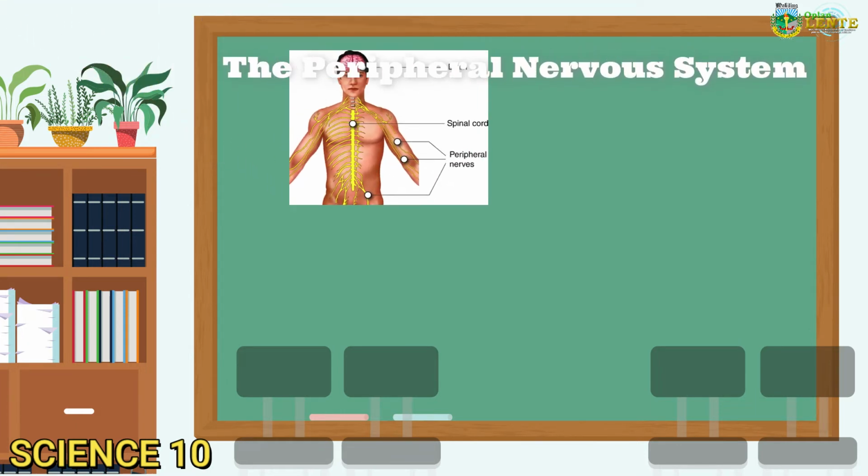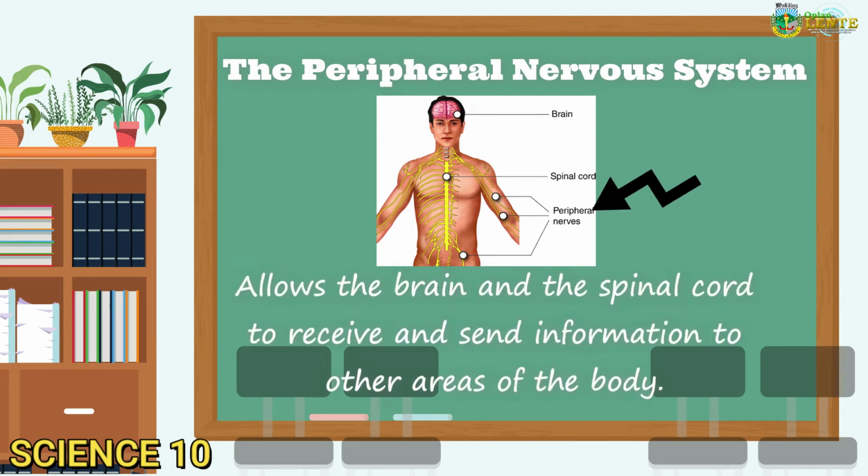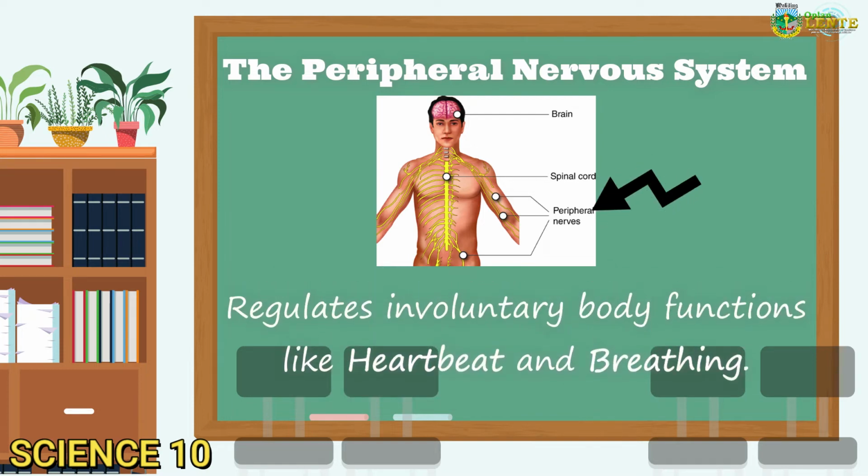The peripheral nervous system, or PNS. What does the peripheral nervous system do? The PNS connects the central nervous system to the organs, limbs, and skin. It allows the brain and the spinal cord to receive and send information to other areas of the body. It carries sensory and motor information to and from the central nervous system. Also, it regulates involuntary body functions like heartbeat and breathing.